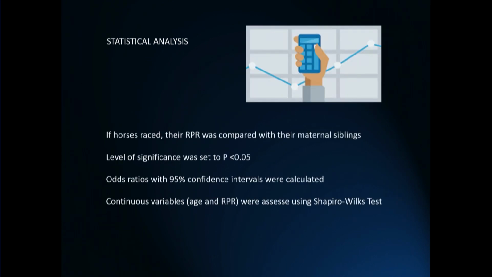If the horse raced, the highest Racing Post rating achieved by that horse was compared to that of his maternal siblings, and we calculated odds ratios with 95% confidence intervals. Continuous variables, such as the age at the time of detection and the Racing Post rating achieved, were assessed using a Shapiro-Wilk test.